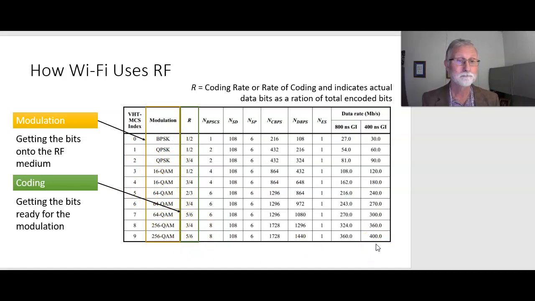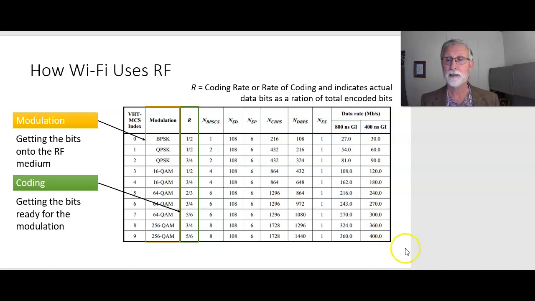So just know that those two, the different modulation techniques and the coding, are probably beyond the scope of this class, but just know that between coding and modulation, those two together are what gives us that data rate.